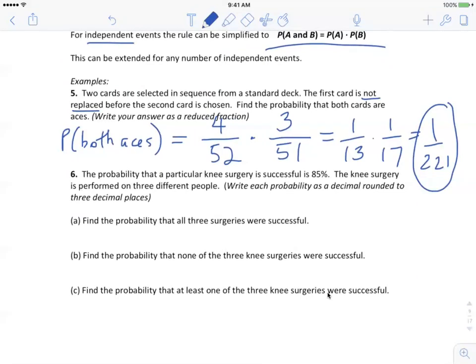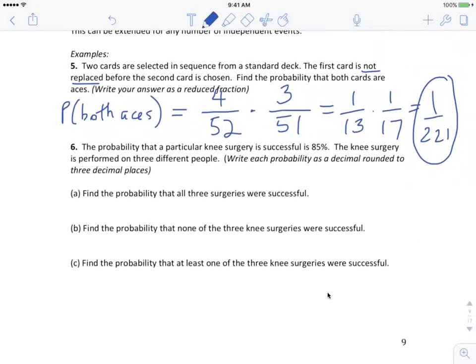Let's try one more problem for this video. The probability of a particular knee surgery being successful is 85%. Anytime you're dealing with probabilities and you have to do some calculations, convert those to decimals. 85% is 0.85. And then the knee surgery is performed on 3 different people. A, find the probability that all 3 surgeries were successful. So, first surgery, the probability of being successful is 0.85. I'm given that. What's the probability of the next surgery being successful?